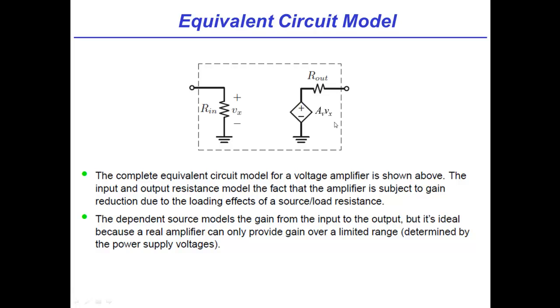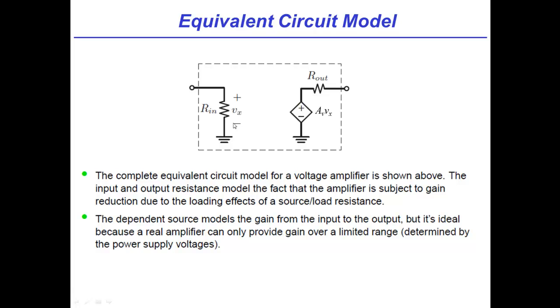And this gain element represents the gain of the amplifier. Specifically in this case, we've defined a voltage amplifier, so we use the term A sub V, and the V indicates voltage amplification. So it is a voltage-dependent voltage source. The output voltage depends on the voltage across this resistor.